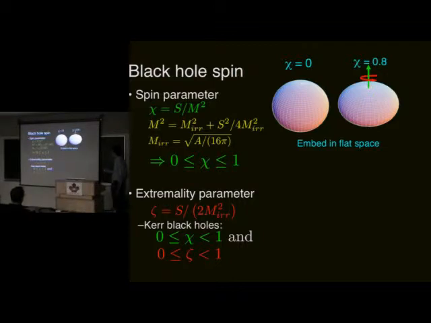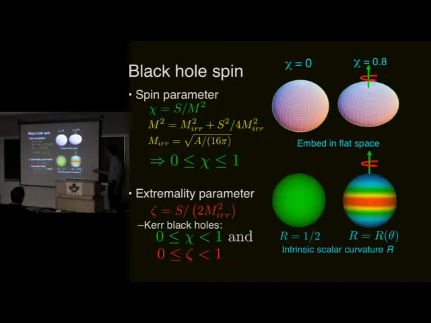You can't embed a black hole that's spinning faster than about 0.86 in flat space, though. So for this talk, I'm really not going to be using embedding diagrams much. Instead, I'd like to visualize the horizon spins by looking at the horizon's shape. In particular, I'm going to look at the scalar curvature of the horizons.